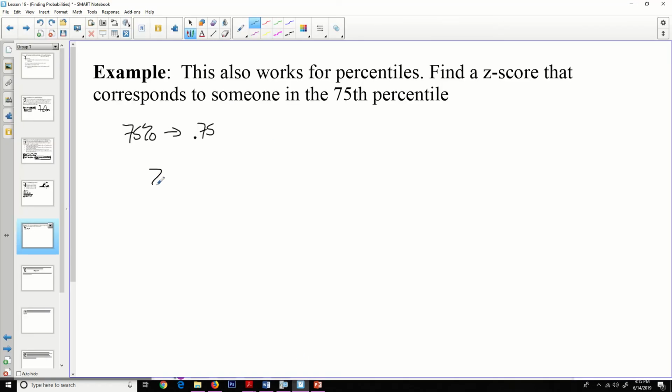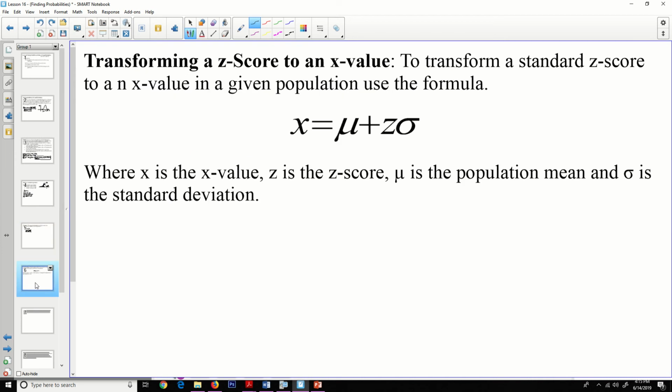0.6745. So the z-score for the 75th percentile is 0.6745. Transforming a z-score to an x value.